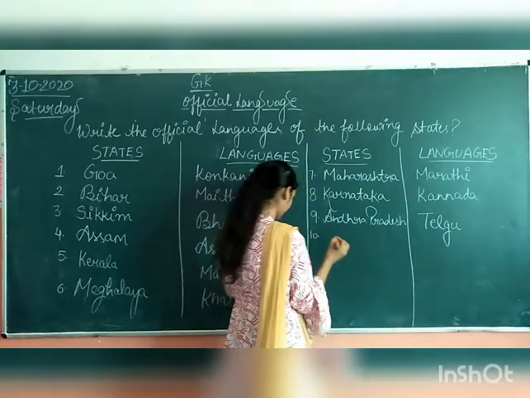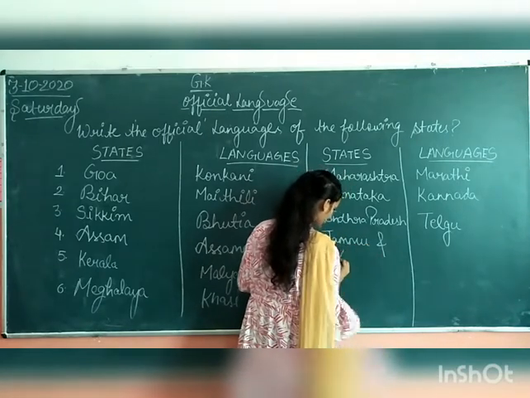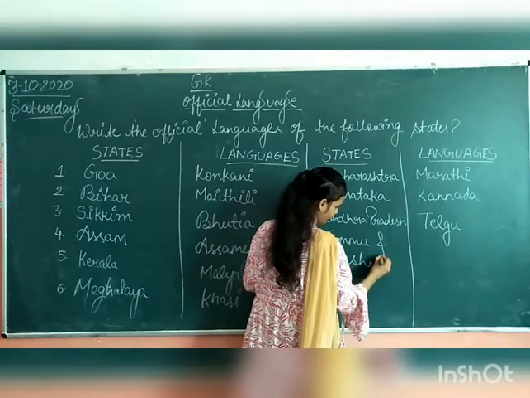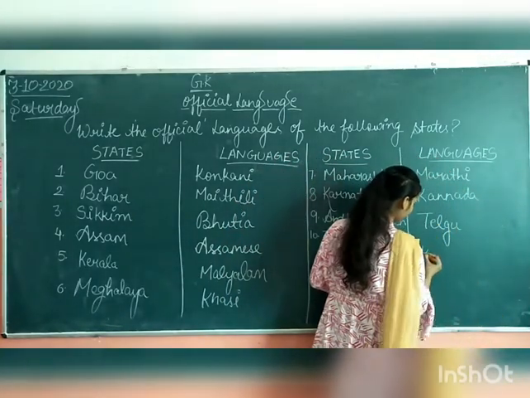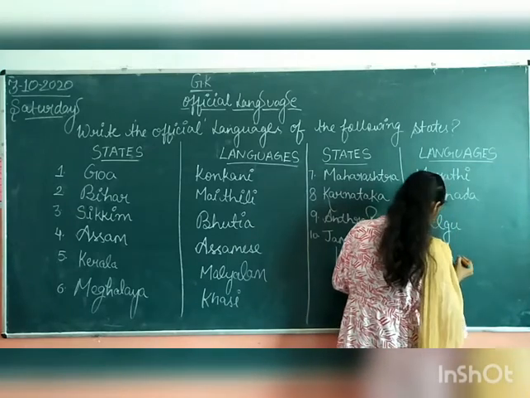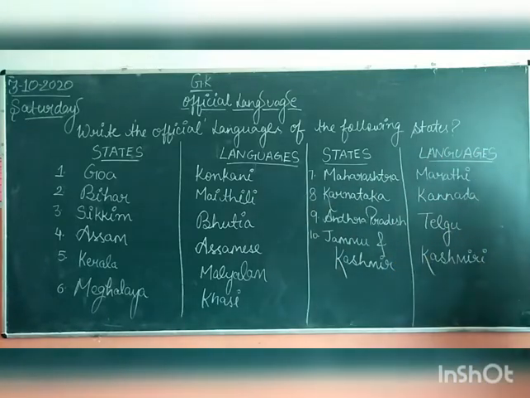Number 10, Jammu and Kashmir. What is the language of Jammu and Kashmir? Kashmiri. Okay. Write it down in your notebook. Remember, you have to write it very neat and clean. Okay?